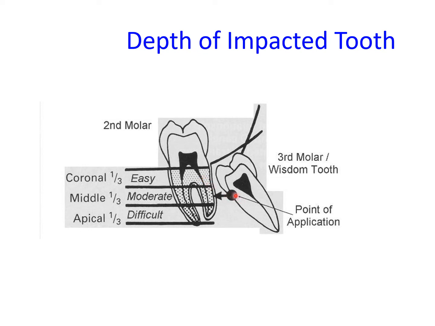If the point of application is adjacent to the middle third of the roots of the second molar, then it's a moderately difficult impacted wisdom tooth to remove. And finally, if the point of application on the third molar is related to the apical third of the roots of the second molar, then it is a difficult and challenging wisdom tooth removal.